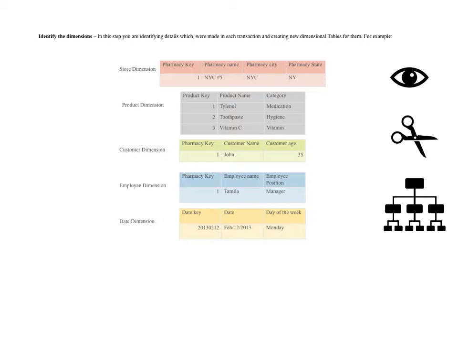In a store dimension, you have just information about the store. In a product dimension, you have as much information as you need of a product. The same with the customer. You can add, for example, the customer's age, customer's billing address. I mean, any information, but mostly you pick the one that is needed for the business process.